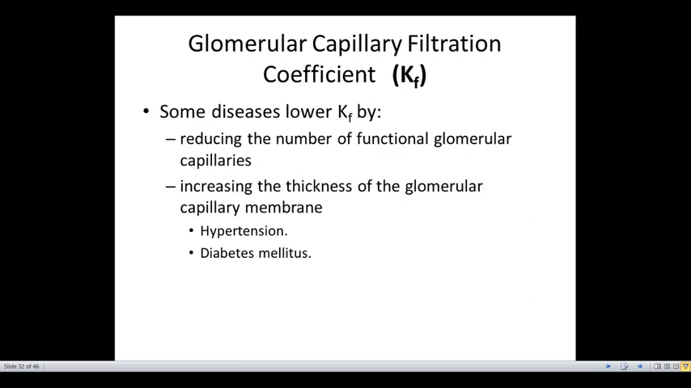Some diseases lower Kf by reducing the number of functional glomerular capillaries and by increasing the thickness of the glomerular capillary membrane. These diseases include hypertension and diabetes mellitus, and therefore a decreased Kf will lead to decreased glomerular filtration rate in these disorders.